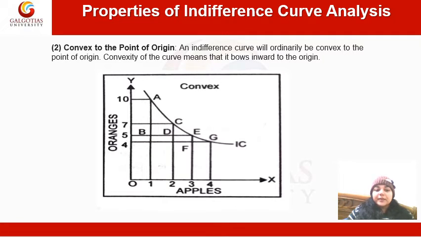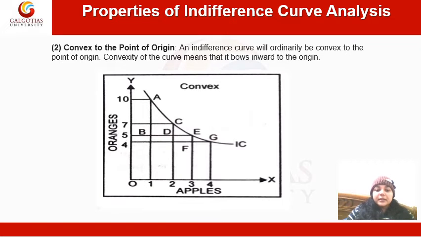The slope of the indifference curve is called the marginal rate of substitution because it indicates the rate at which the consumer is willing to substitute one good for another, here in this example oranges and apples. The fact that the indifference curve becomes flatter as you move down the curve implies that there is diminishing marginal rate of substitution between the goods.